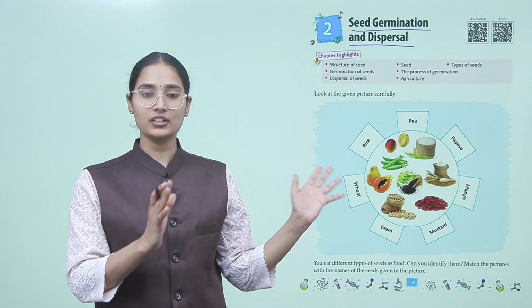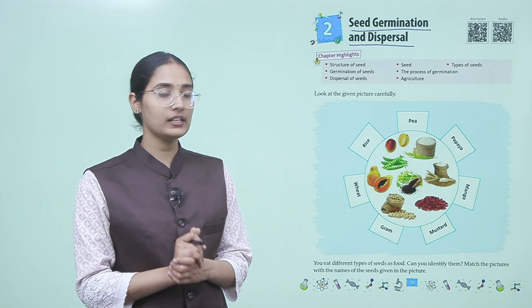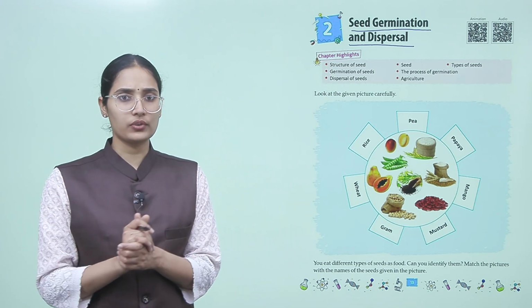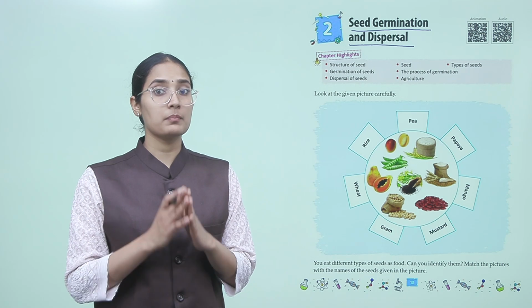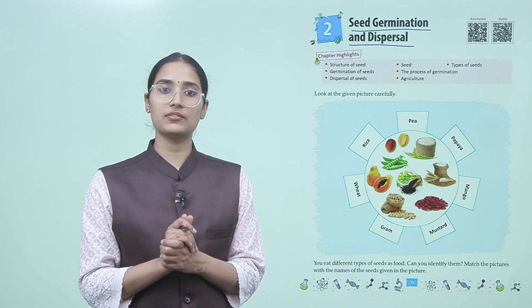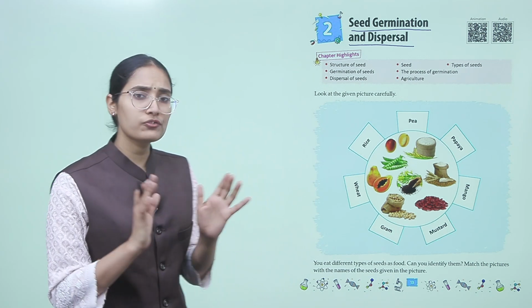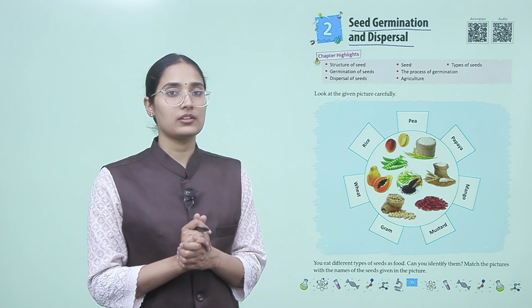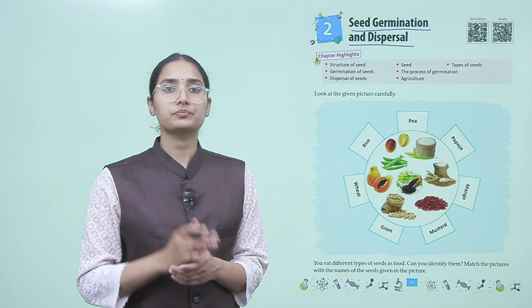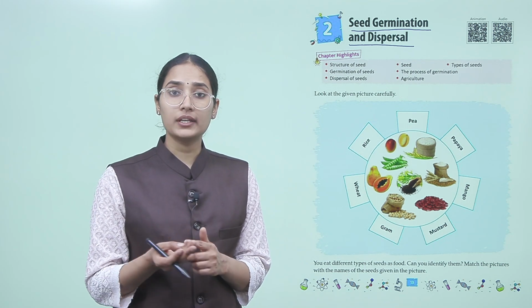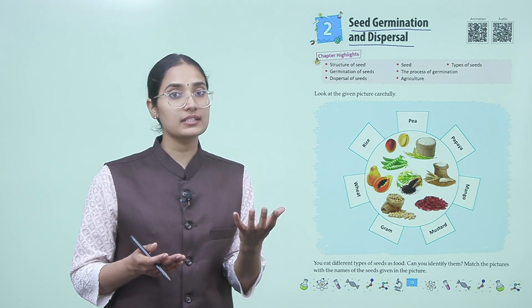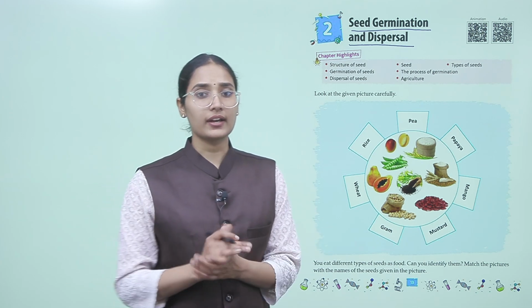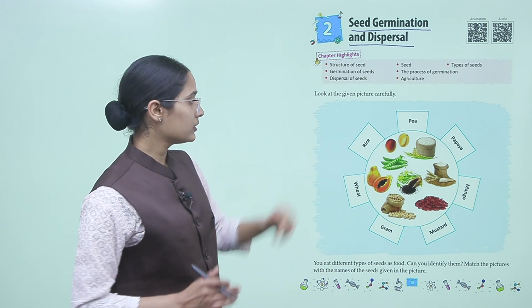So look at this picture carefully, and tell me, you eat different types of seeds as food, right? Can you identify them? Match the picture with the names of the seeds given here. In the food that we eat there are multiple types of seeds. For example, we eat rajma, we eat chole, then we eat different types of pulses, we eat chana. These are all seeds. So can you identify them here?